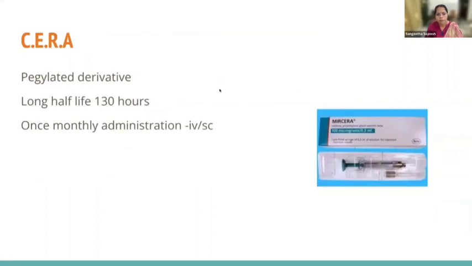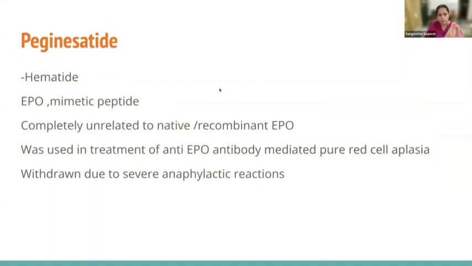The CERA, or continuous erythropoietin receptor activator, is a pegylated derivative. Its half-life is much longer, 130 hours. So usually it could be given once monthly, either IV or subcutaneously. So these are the 3 different generations of molecules of erythropoietin stimulating agents.